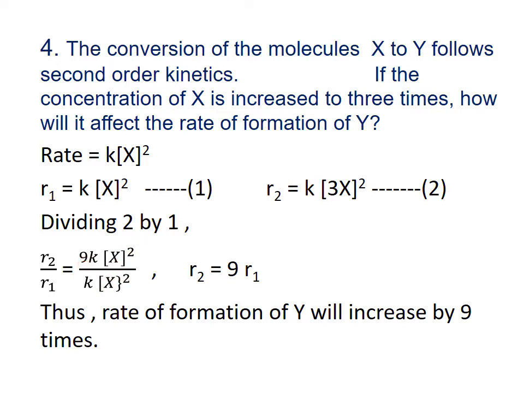Then R2 equal to what? 9R1. The new rate R2 is equal to 9R1, 9 times of R1. Thus the rate of formation of Y will increase by 9 times. Did you get it?